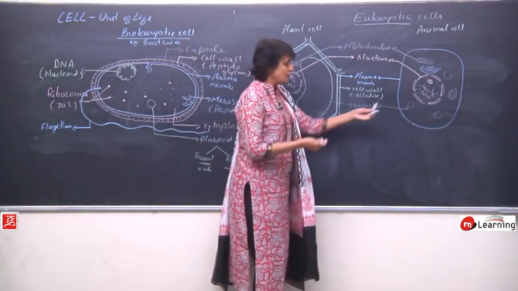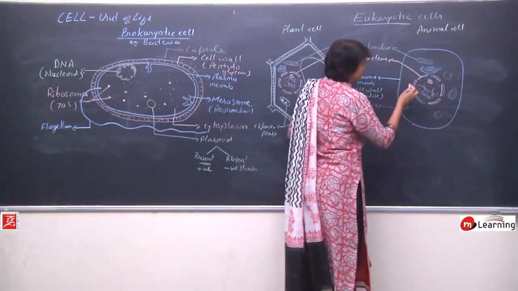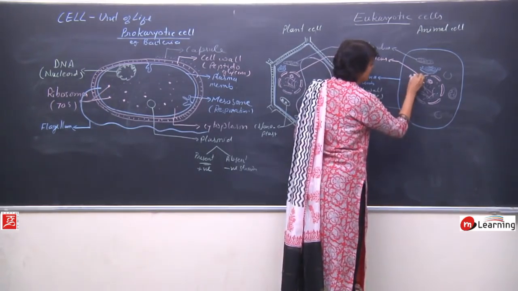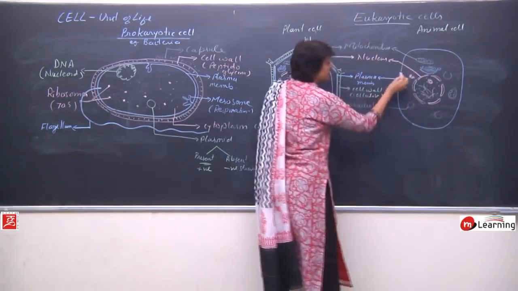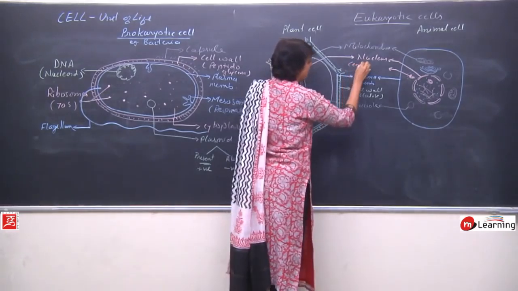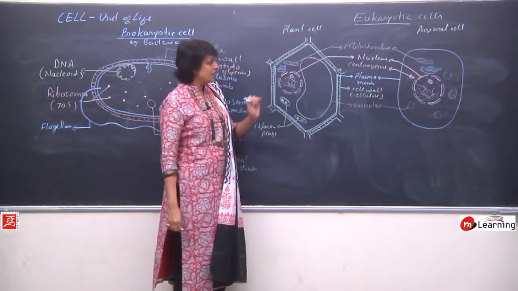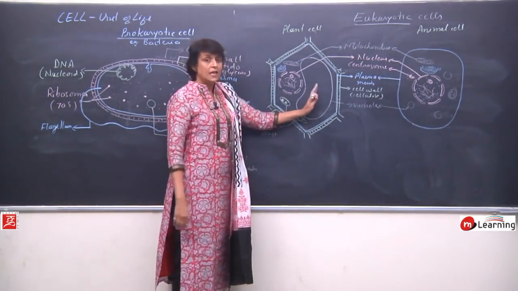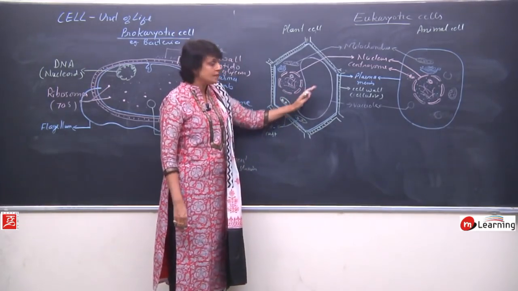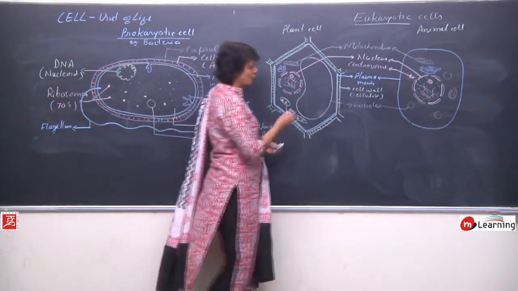Now let us come to animal cells, a structure which is present only in animal cells. That structure is known as centrosome. Centrosome has two centrioles. This structure is again closer to the nucleus and is found only in animal cells. So right now we have three differences: cell wall present in plant cell, plastid or chloroplast present in plant cells, and centrosome present in animal cells.